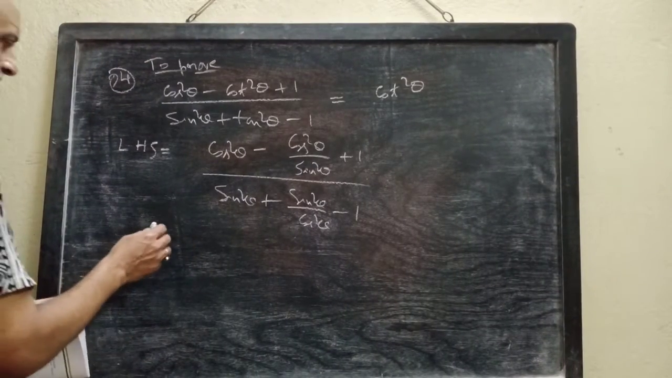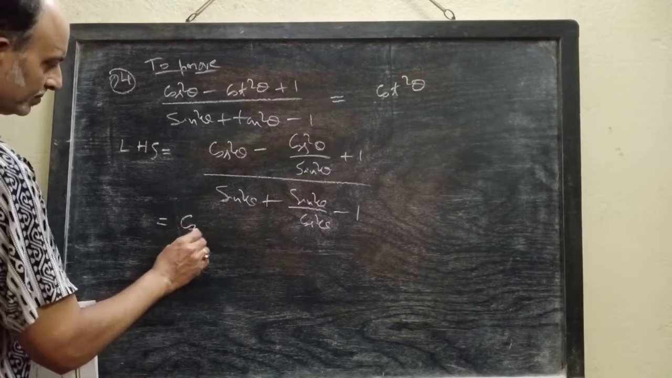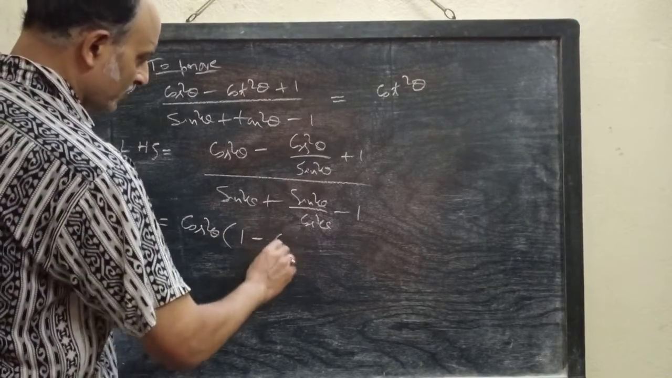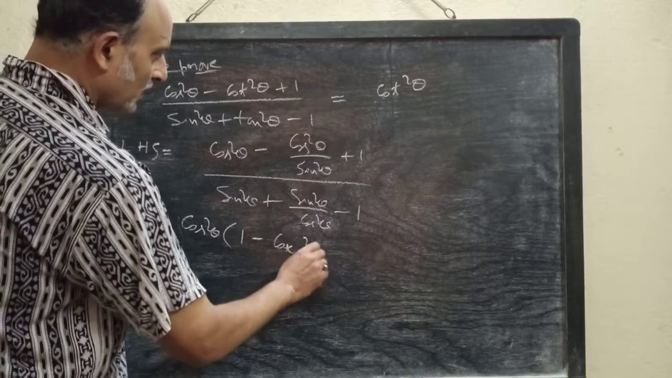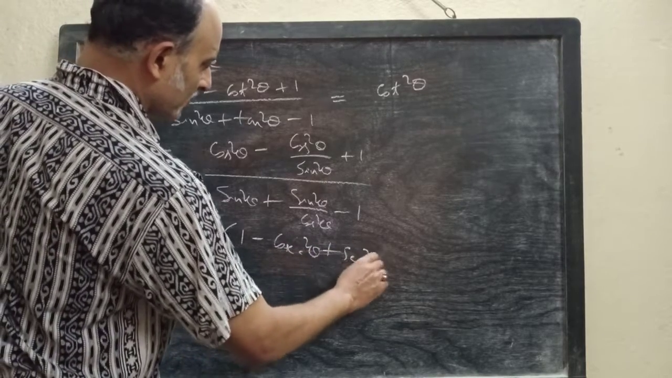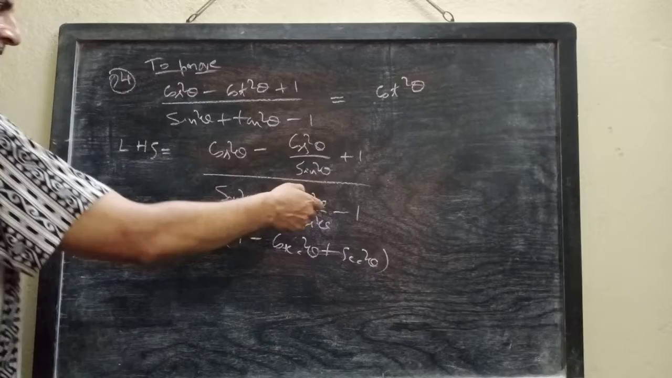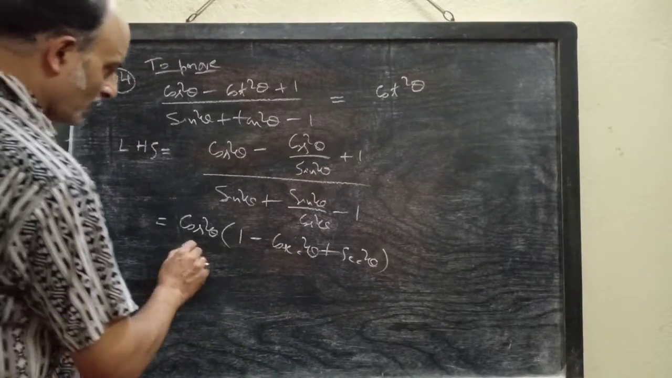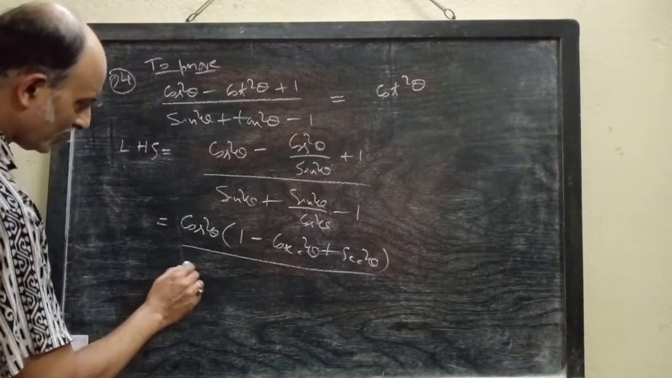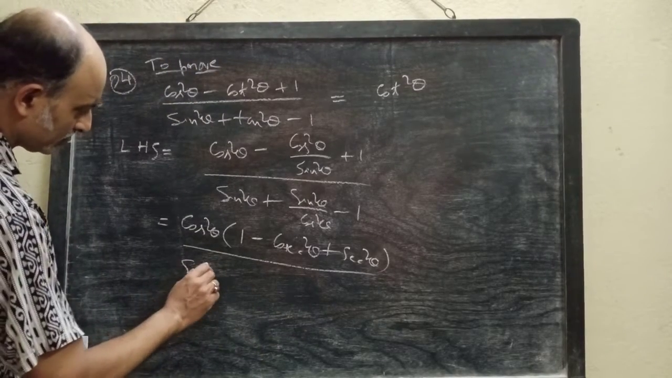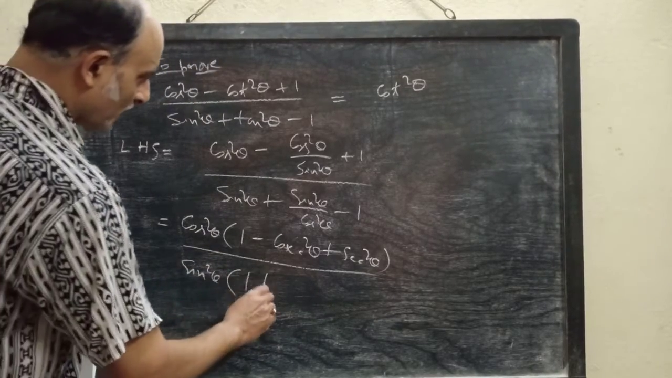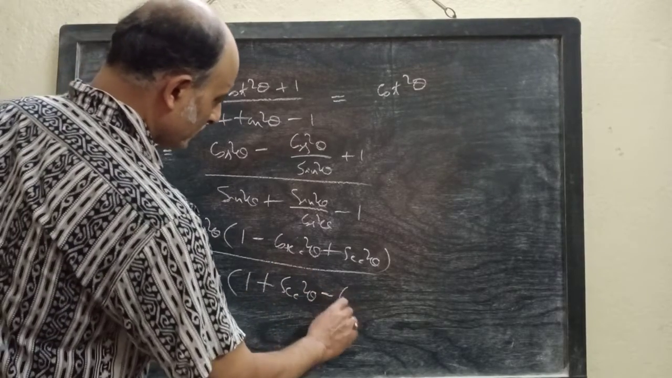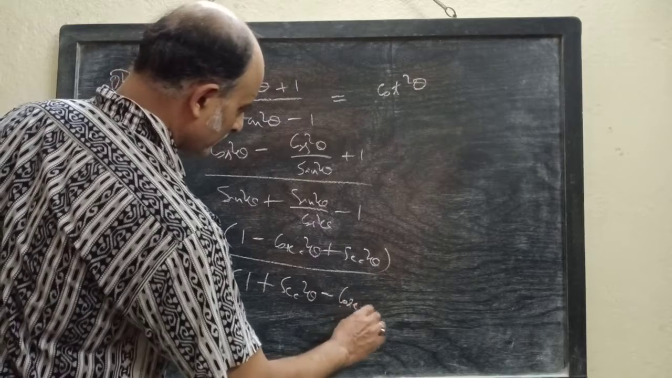When I am taking cos square theta common, then here it becomes 1 minus, this is cosec square theta and this will be sec square theta, because here is no cos square theta. When you take cos square theta, then we have to divide it here. Similarly, here when we take sin square theta common, then 1 plus, this is sec square theta and this is cosec square theta.